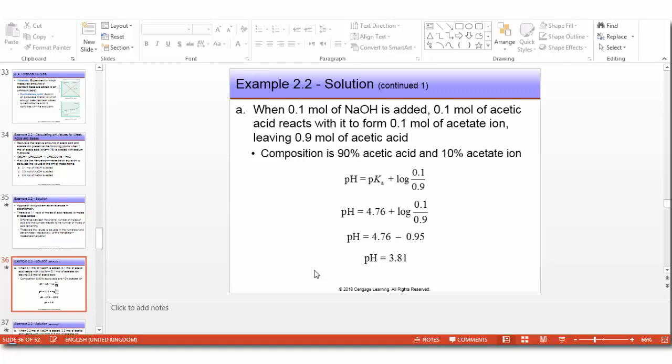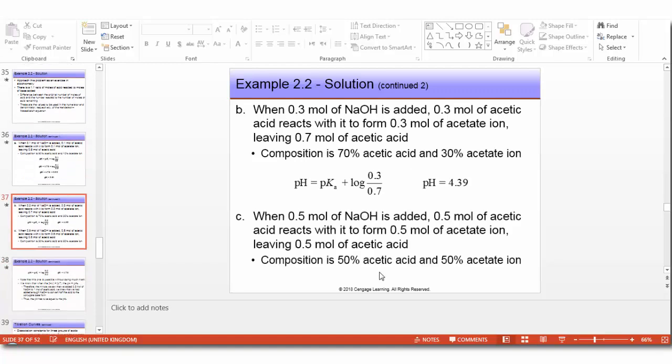Now we'll begin with the first case. When 0.1 mole of NaOH is added, it will consume 0.1 mole of the acetic acid to form 0.1 mole of the acetate ion, leaving 0.9 mole of acetic acid. So we can say the composition is 90% acetic acid and 10% acetate ion, and we can apply this equation to calculate the new pH. As expected, the pH starts to increase as we are adding the base.